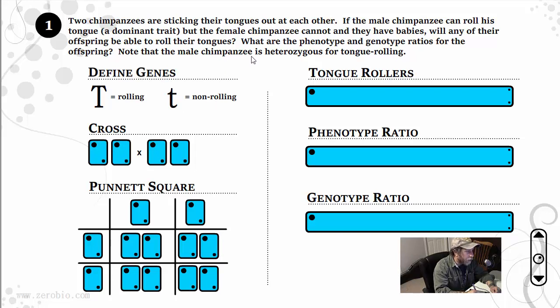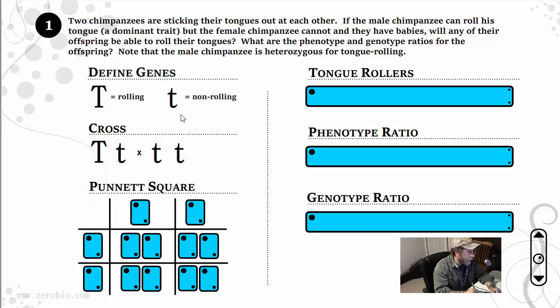This male chimpanzee is heterozygous, so that must mean it's going to be big T, little t. So if I uncover this, big T, little t. Now, as you're working through the worksheet, you just go ahead and write down the answers with me, or again, try it ahead of time and then come back and see what I do. The second chimpanzee is the female chimpanzee. She cannot roll her tongue, so she has to be little t, little t. That's the only way. Now notice he is heterozygous and she is homozygous recessive.